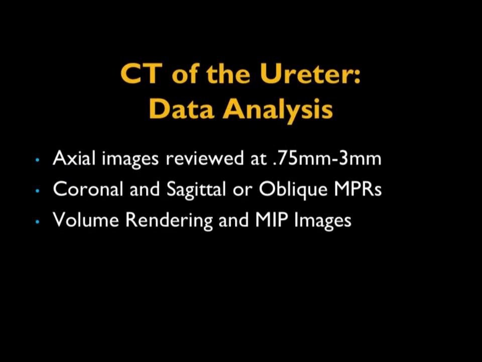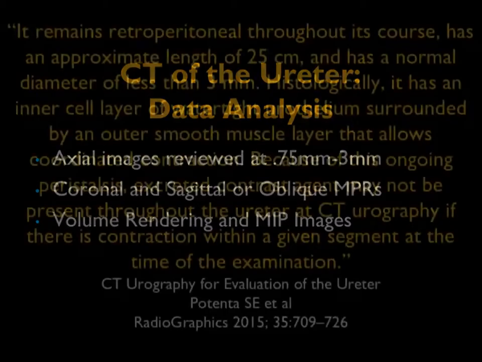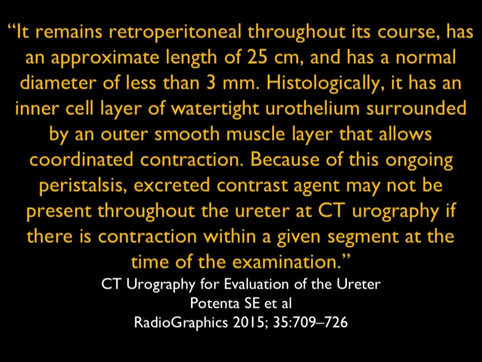When we look at the ureter, and we'll discuss the ureter first, the importance of looking at the full sequence of images from the axials to arterial and coronal to 3D is very obvious, and I'll show you again examples of that. Now, there have been several articles recently talking about the ureter. This article by Potenta makes the point that it's retroperitoneal throughout its course, which is about 25 centimeters. Cross-sectional diameter is typically about 2 to 3 millimeters.